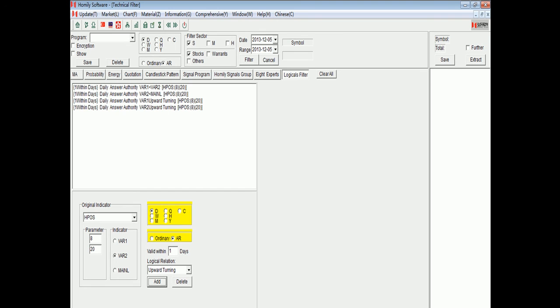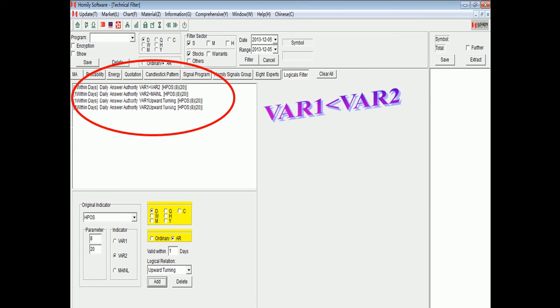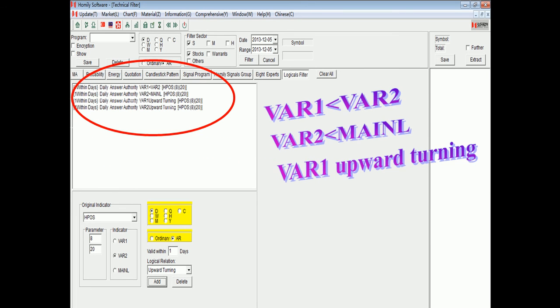Firstly, VAR1 less than VAR2, VAR2 less than main line, VAR1 upward turning, VAR2 upward turning. Okay, this is the first condition.